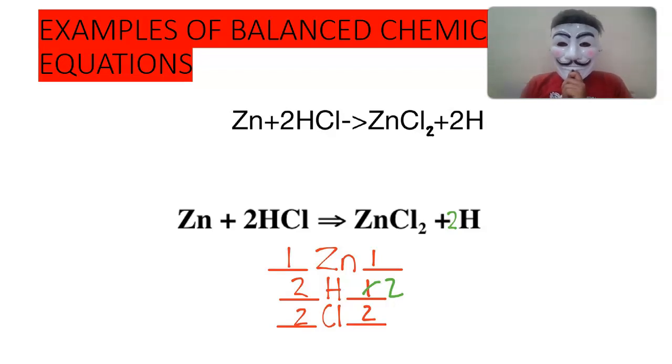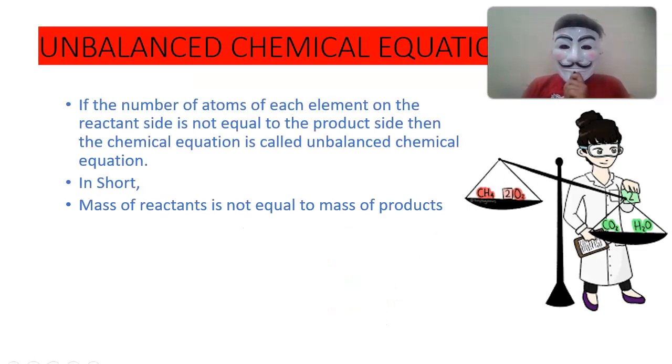So let's go to our next topic, which is unbalanced chemical equation. Let's go. So see, here is our unbalanced chemical equation. Now please listen a bit carefully, because this is the most asked thing in exams. So let's read the definition first. If the number of atoms of each element on the reactant side is not equal to the product side, then the chemical equation is called an unbalanced chemical equation. It is easy. It's just the opposite of a balanced chemical equation, you must have noticed.